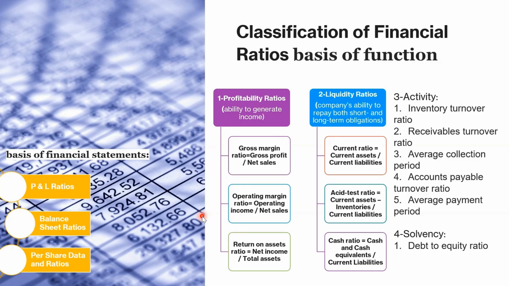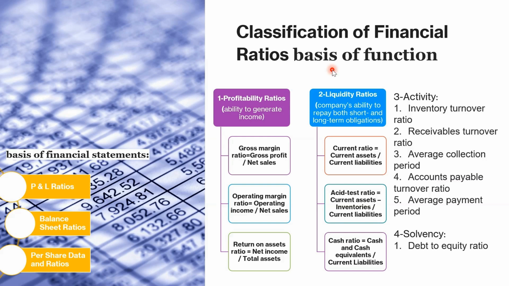The classification of financial ratios depends on the basis. On the basis of the financial statement, we have the P&L account and balance sheet account. On the basis of function, we have profitability ratio, liquidity ratio, activity ratio, and solvency ratio. For profitability, we have gross margin and operating profit margin, and for liquidity, we will look into the current ratio, acid test ratio, and cash ratio. These are very important ratios, and these are the main topic that we are going to cover today.